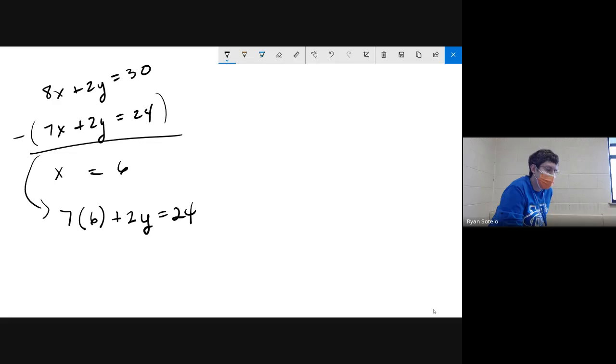All right, so once we have that x is equal to 6, I just plug it into one of my original equations. So 7 times 6 plus 2y equals 24. Are you guys okay with that? So then we just solve for y now. That's 42.